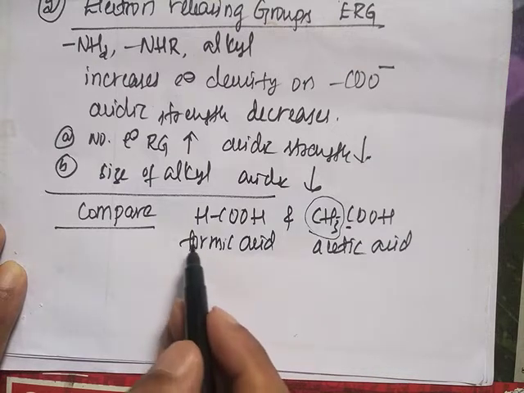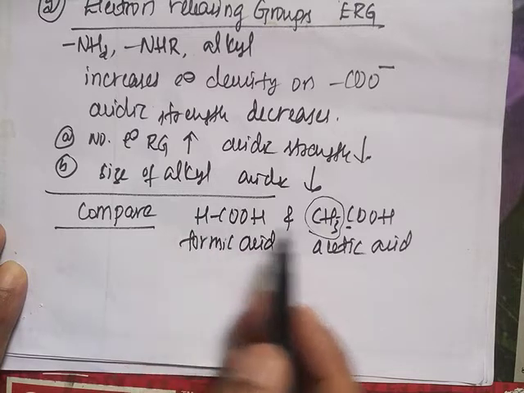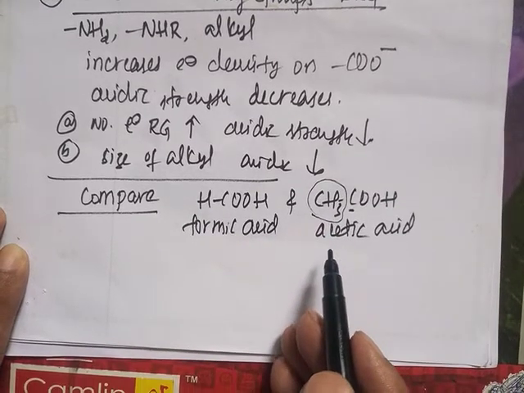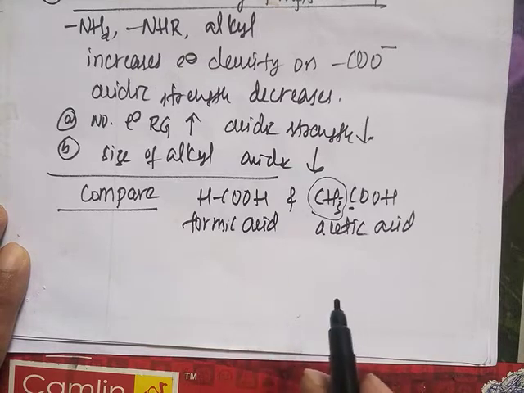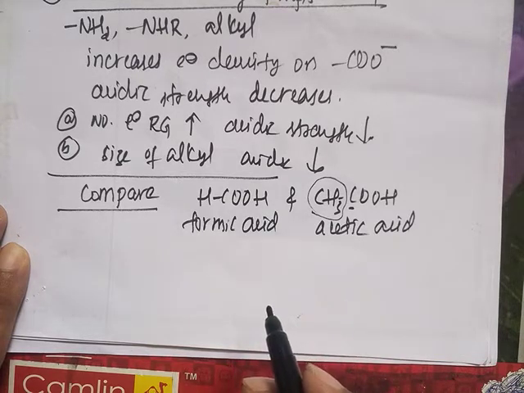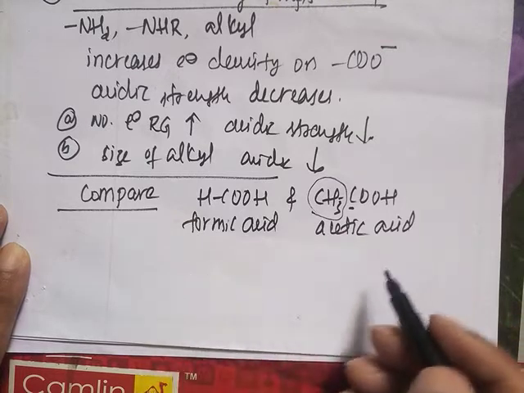In formic acid, there are no such electron releasing groups present. Therefore, acetic acid is a weaker acid when compared to formic acid.